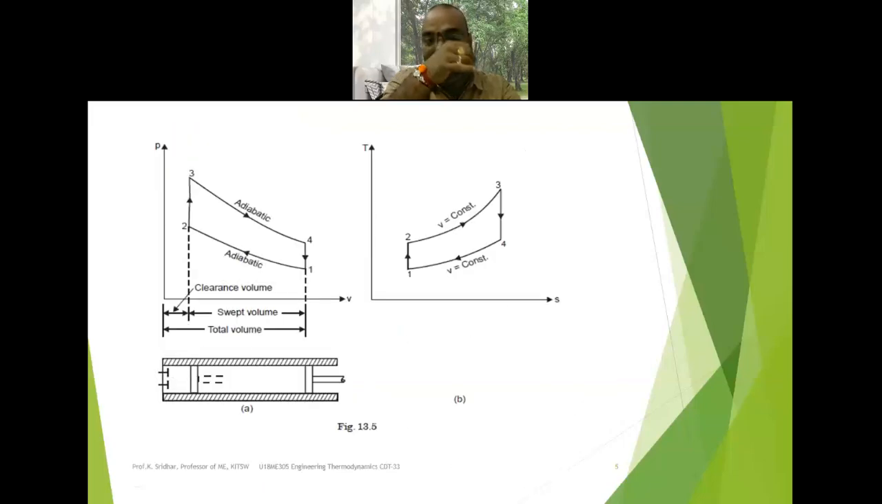Now how can we represent the Otto cycle on the PV diagram as well as the TS diagram? Here you can see the various processes of the Otto cycle. We have two constant volume processes and two isentropic processes. Two isentropic processes are nothing but two reversible adiabatic processes. The constant volume heat addition process is the most important one whenever we are discussing the Otto cycle.